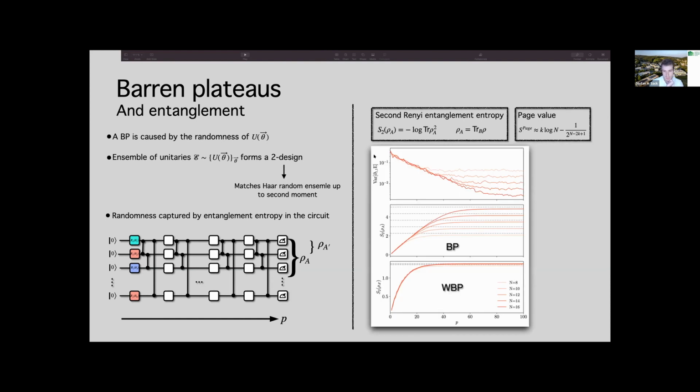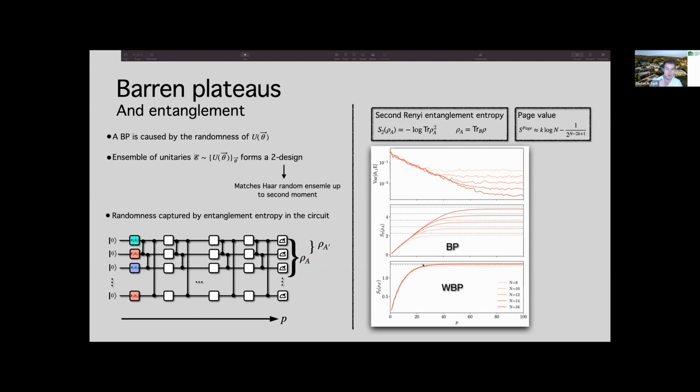On the top here, you see the typical plot of the gradient variance for different system sizes, and this vanishing happens at a certain circuit depth. In the middle, you see the same thing for the entanglement entropy of half of the system with the rest. You can clearly see that this coincides with where the gradient converges. Basically, once the entanglement entropy converges to its nearly maximum value, its Page value, this indicates that you have encountered a Barren Plateau.